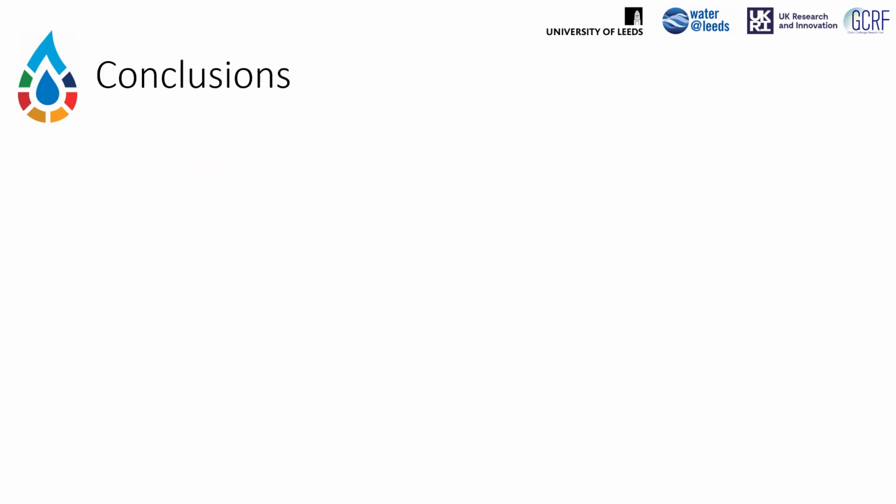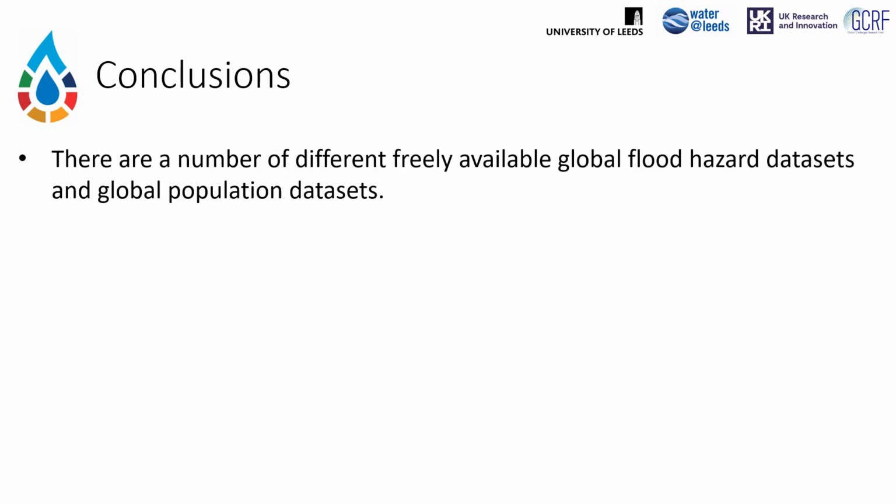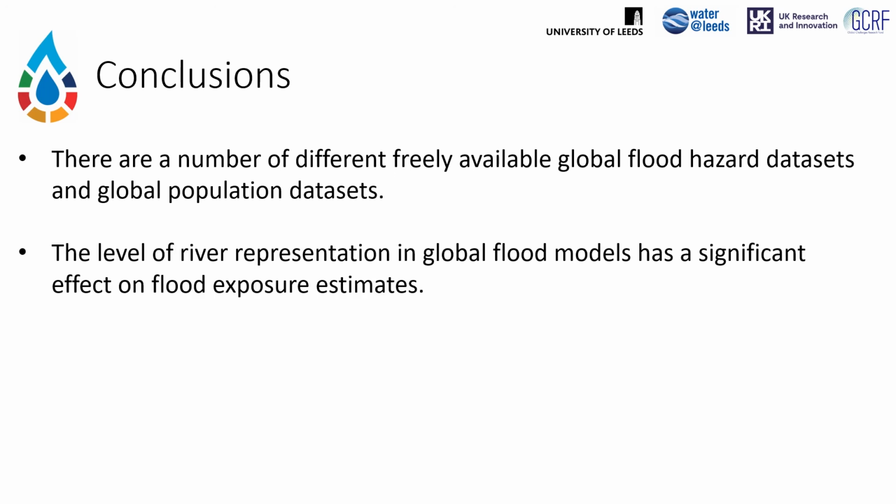So that brings me to the end of my talk, and now I'll just summarize what I think the take-home messages should be. I hope I've shed some light on what different global datasets are available, both for mapping flood hazard and populations. And if you have any questions about using them and where to access them, please don't hesitate to contact either me or Mark Trigg. I've shown that the river representation of global flood models can have a significant effect on flood exposure estimates, and choosing the wrong model could leave a large proportion of the potentially exposed population unrepresented.